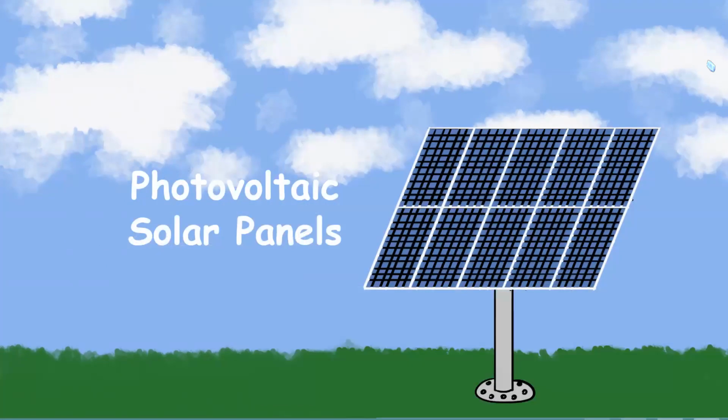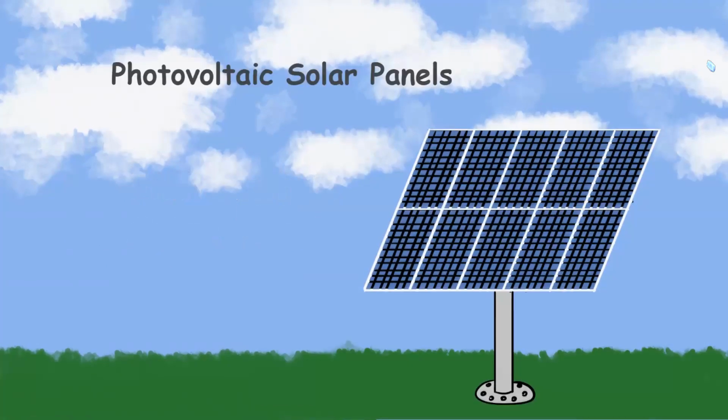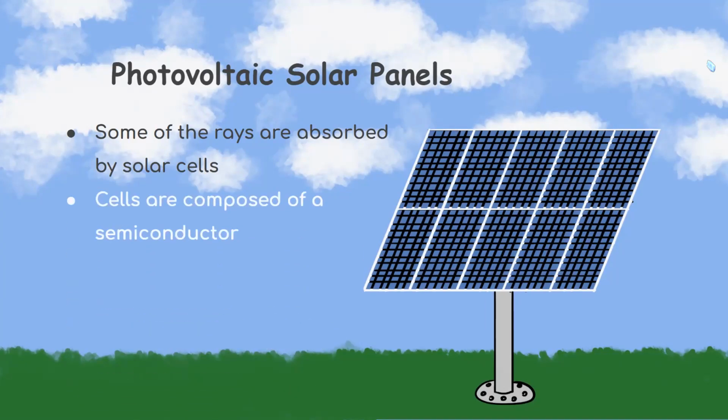Photovoltaic solar panels. Of all of the electromagnetic waves that reach the Earth, some get absorbed by solar cells. These cells are composed of a semiconductor material, which is a solid with an electrical conductivity between that of a conductor and an insulator, and its resistance decreases as its temperature increases. Within electromagnetic waves are photons, which are either reflected by, pass through, or get absorbed by the cells. It is the photon that is absorbed that is used to generate electrical energy.